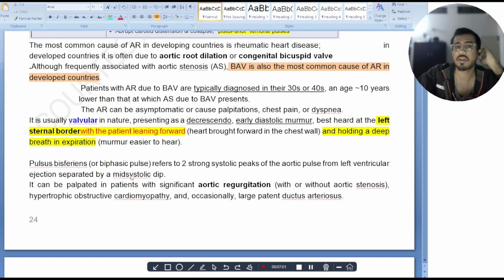Pulsus bisferiens refers to two strong systolic peaks of aortic pulse from left ventricular ejection separated by a mid-systolic dip. It can be palpated in patients with significant aortic regurg with or without aortic stenosis, or hypertrophic obstructive cardiomyopathy, and occasionally large patent ductus arteriosus.